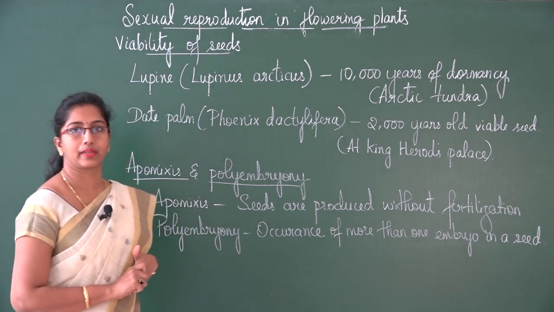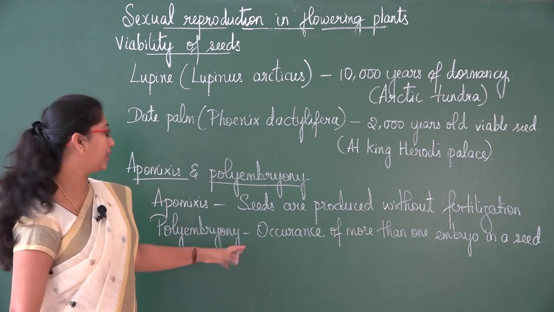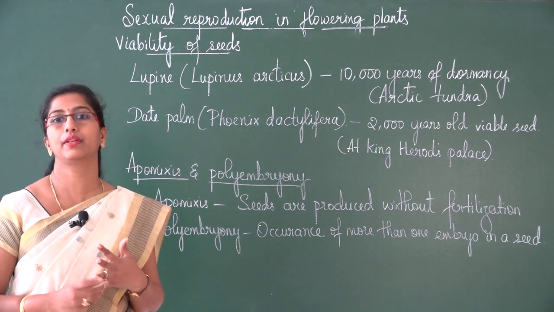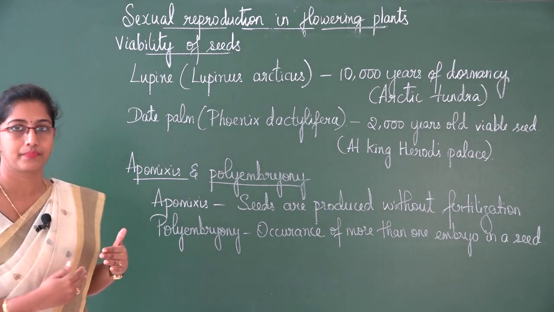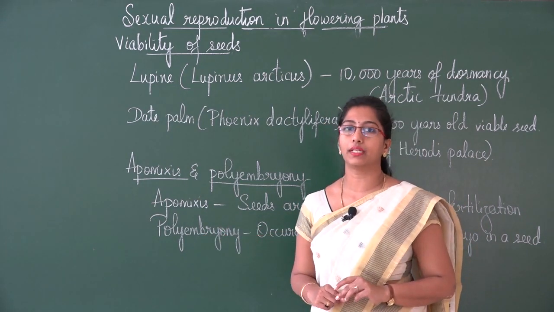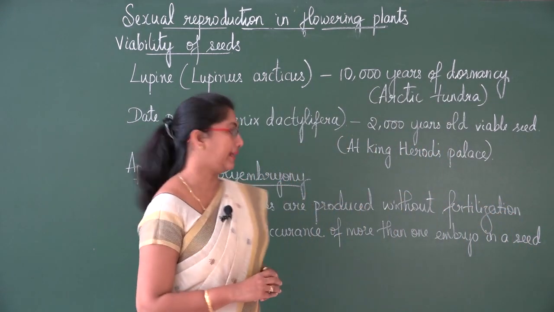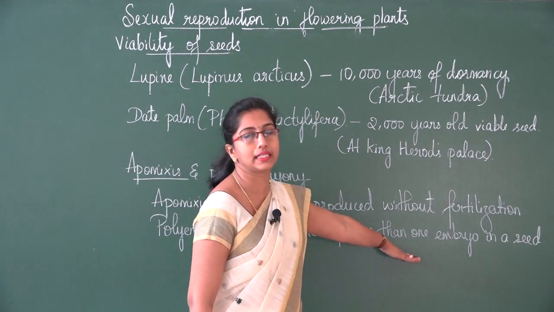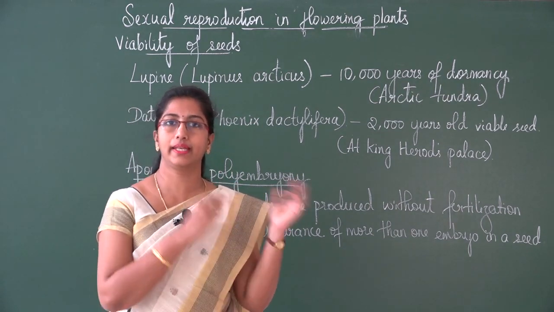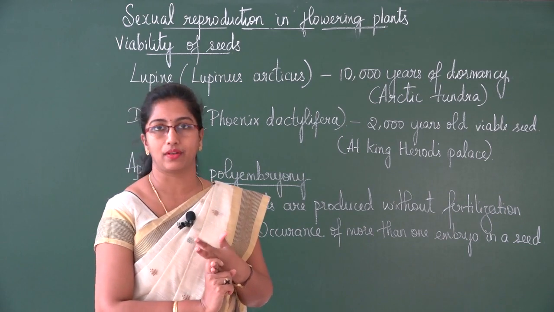When many nucellar cells are protruding inside, many embryos are formed, and in the same way it will cause polyembryony. Polyembryony means a seed will have many embryos. That is the term we use as polyembryony, the occurrence of more than one embryo in a seed, which we see in some of the citrus fruits also. So these are the questions which you can expect for 1 mark. What is apomixis? What is polyembryony?